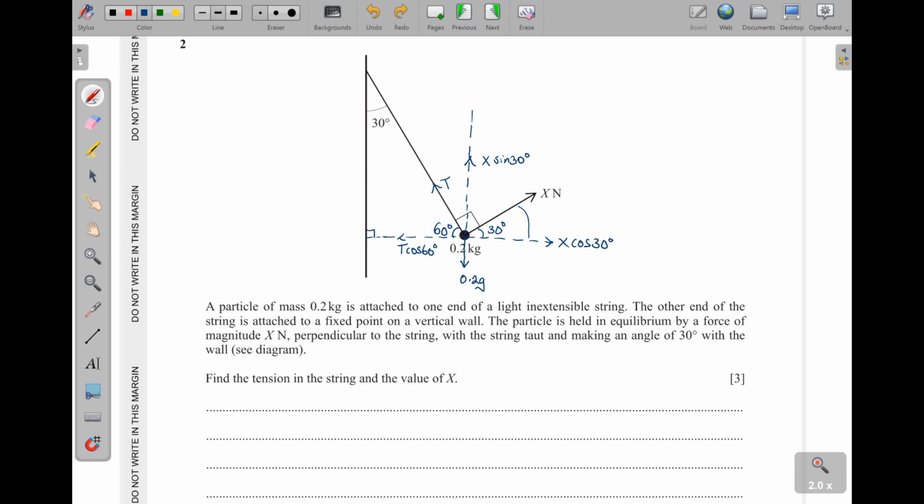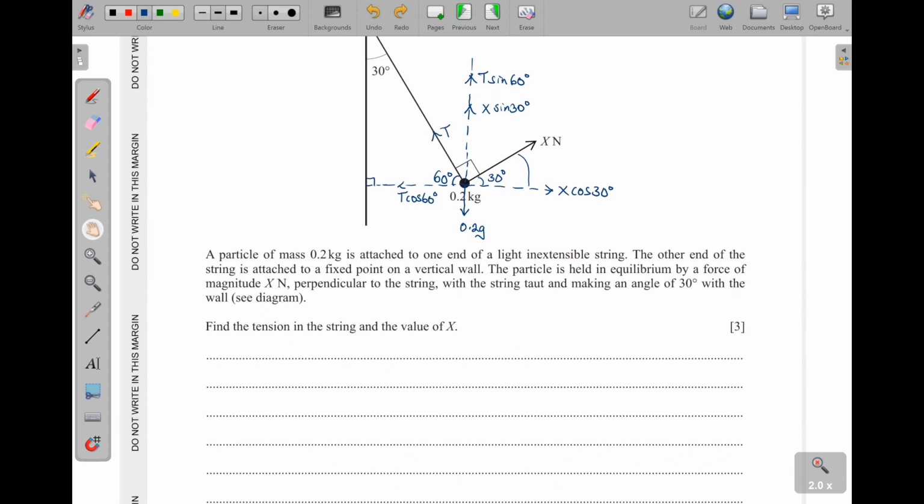Okay, cosine of 60. And then open it here. Then I can have T sine 60 degrees. Okay, now they are saying that the system is in equilibrium. So if the system is in equilibrium, that means we don't have a resultant force vertically and also horizontally.